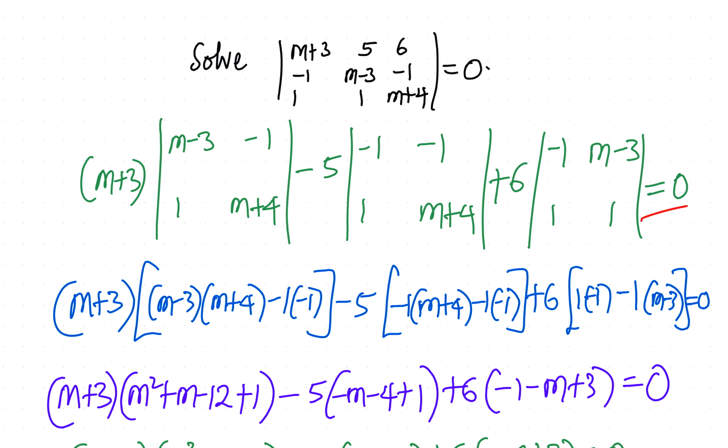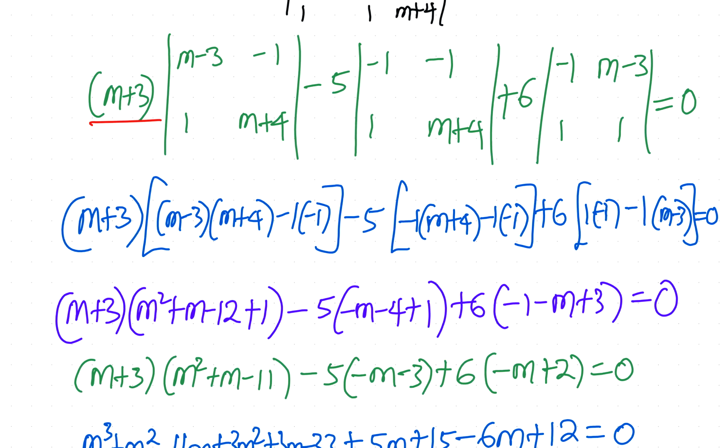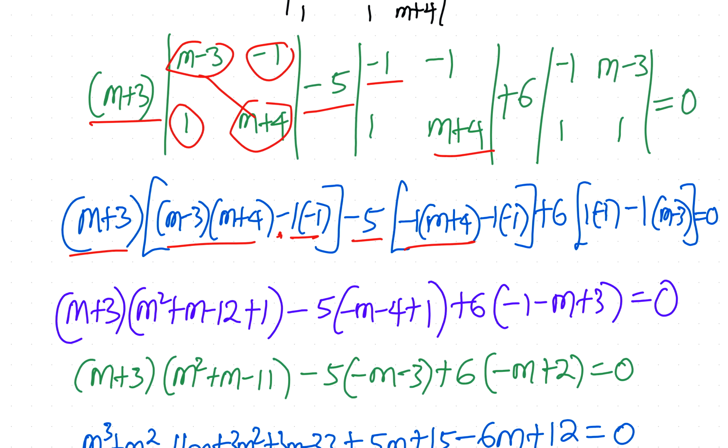So we continue to tidy things up. So you have m plus 3 here, then m minus 3 times m plus 4, this is it here, minus the normal determinant of a 2 by 2 matrix, which should be this times this minus this times this. That's why you have this minus, and then 1 times minus 1 out here. Then you have minus 5 here, and then minus 1 times m plus 4 here, then minus 1 times minus 1, this. Then we have plus 6, this, minus 1 times 1, this, and then 1 times m minus 3. So that's the normal minus, then 1 times m minus 3 equals 0.